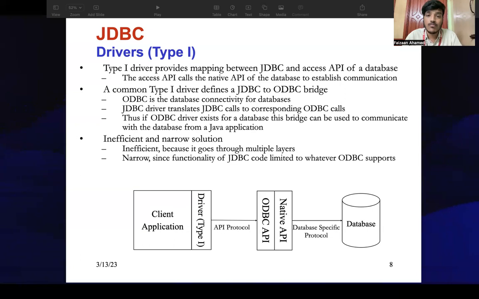It is an insufficient and narrow solution. Insufficient because it goes through multiple layers. Narrow, since the functionality of JDBC code is limited to whatever ODBC supports. As you can see from the diagram below, the Type 1 driver communicates with the ODBC API, then the ODBC API in turn communicates with the native API, then the native API communicates with the database, and then the connection is done. It goes through ODBC and the native API to reach the database, so it is a bit more complex.